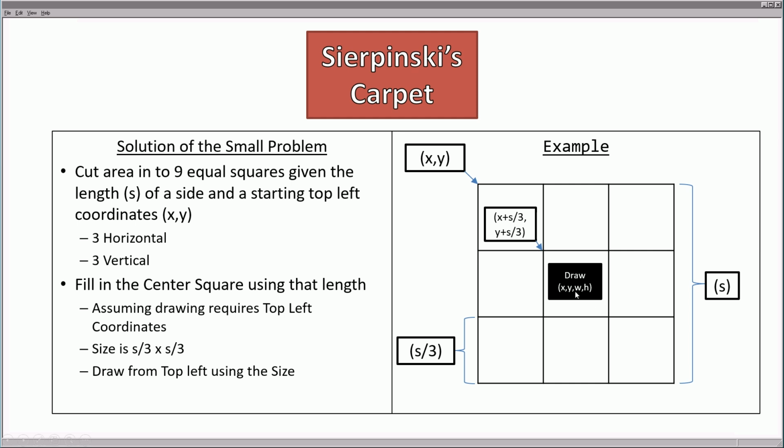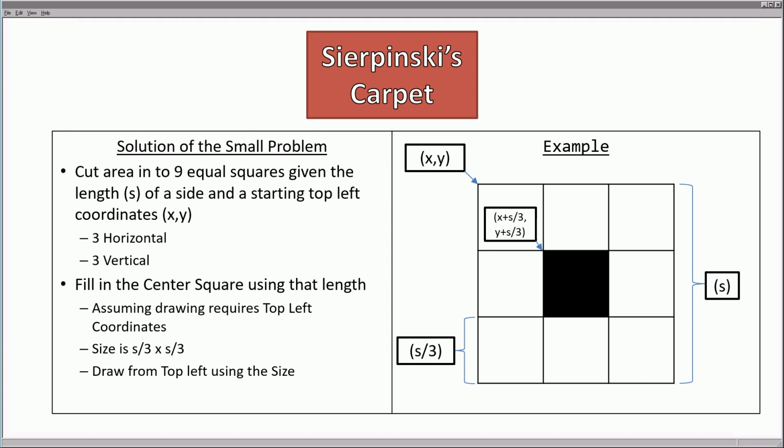Now, given that we have this x and y coordinate, which is assumed to be right here, and this width and this height, which is assumed to be 1/3 of this, we can then feel safe in filling in this square. Starting from this coordinate, then starting from here, plus 1/3, and plus 1/3, we can simply draw this square. The smaller problem that we are solving is we are dividing the region into 9 squares and filling in the center square.